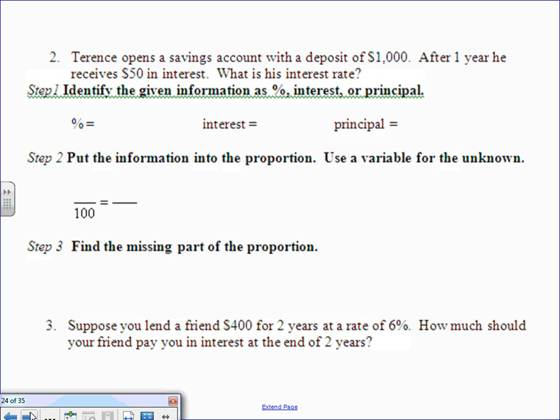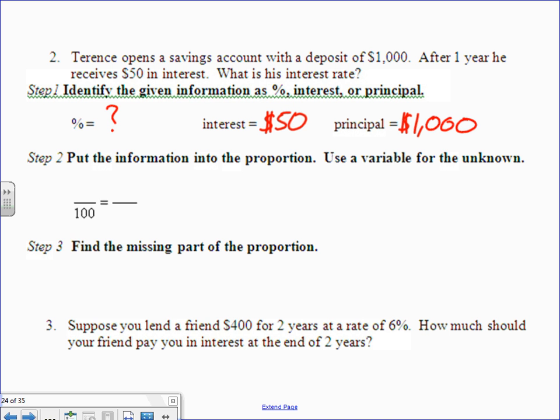Okay, number 2, Terrence opens a savings account with a deposit of $1,000. After 1 year, he receives $50 in interest. What is his interest rate? Okay, so the interest rate is the percent. Okay, that's what we don't know. Okay, the interest it tells us was $50, and the principal was $1,000. So that's what we know.